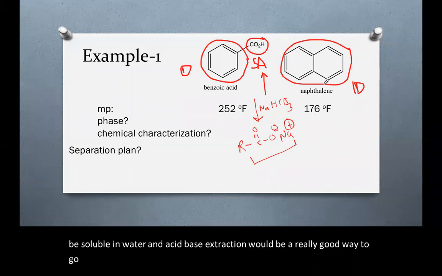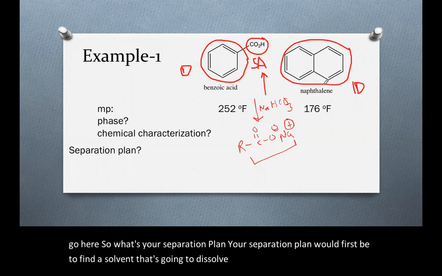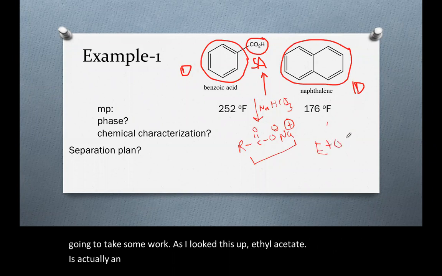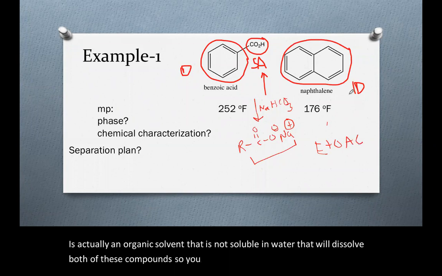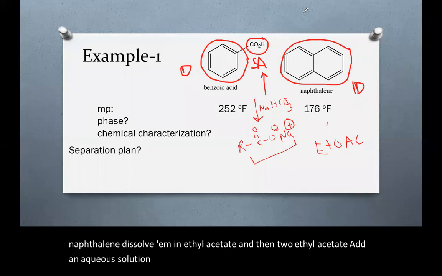So what's your separation plan? Your separation plan would first be to find a solvent that's going to dissolve both of these solids, and that's going to take some work. As I looked this up, ethyl acetate is actually an organic solvent that is not soluble in water that will dissolve both of these compounds. So you can take your benzoic acid and your naphthalene, dissolve them in ethyl acetate, and then to the ethyl acetate, add an aqueous solution of sodium bicarbonate.